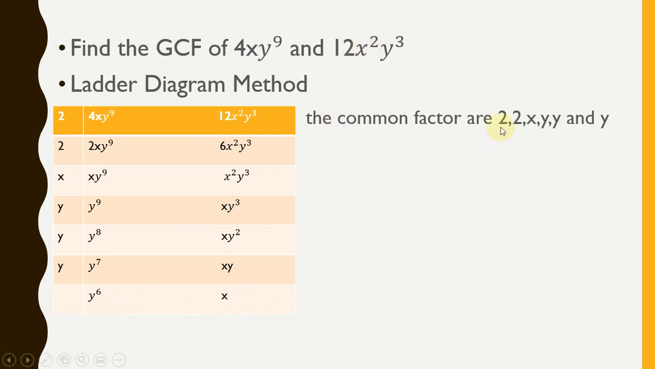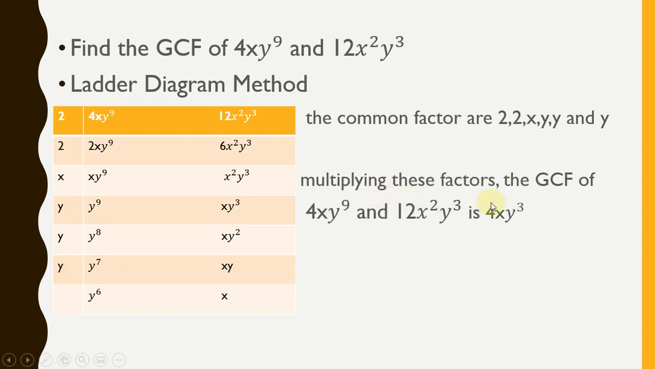So the common factors are 2 times 2 times x times y times y times y. By multiplying these factors, the greatest common factor of 4xy to the 9th and 12x squared y cubed is 4xy cubed, because y times y times y is y cubed.